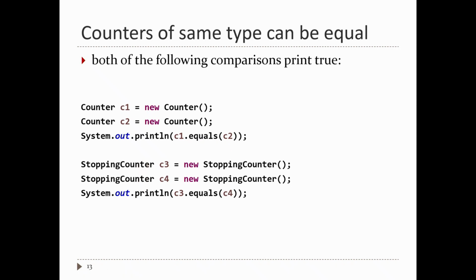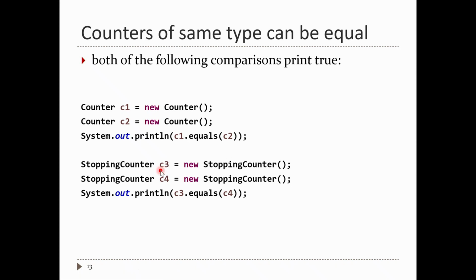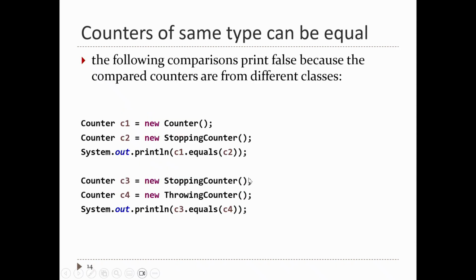If I have two stopping counter objects, remember, this is in counter. We haven't overridden equals in stopping counter, so stopping counter gets this equals method. In this equals method for stopping counter, it's stopping counter for this and whatever class for obj. So if C3 and C4 are both stopping counters, then we can compare them for equality. This will be true as well, because their values are both 0 and they're both of the same type. So that's all fine.